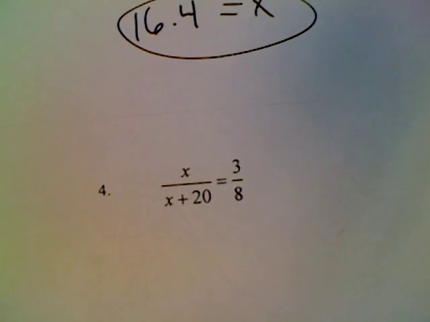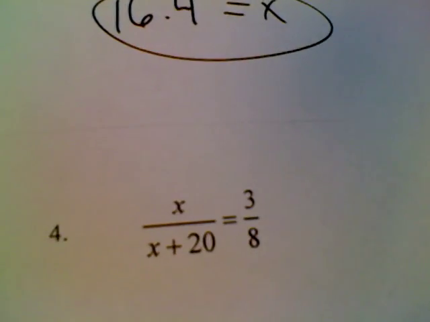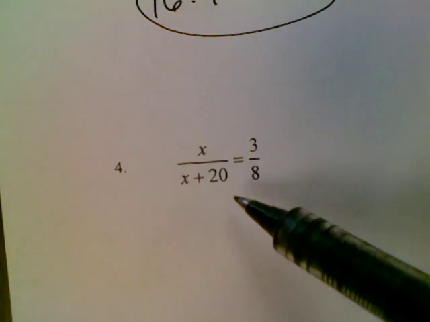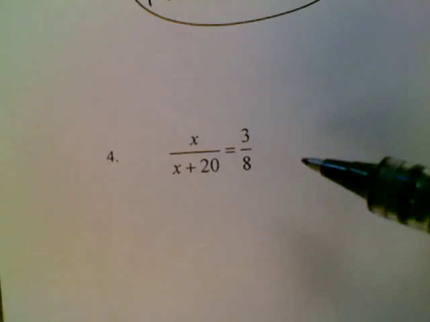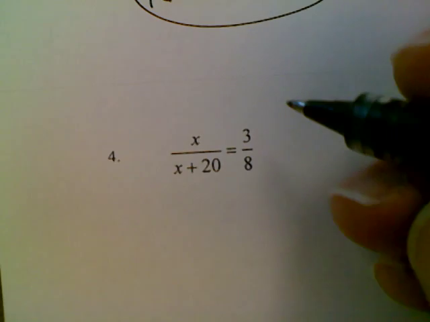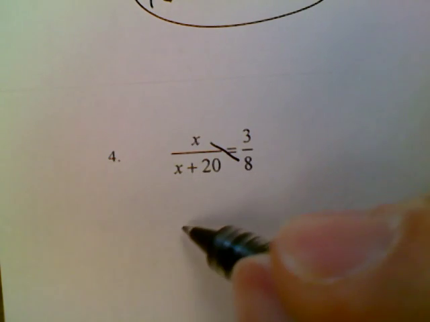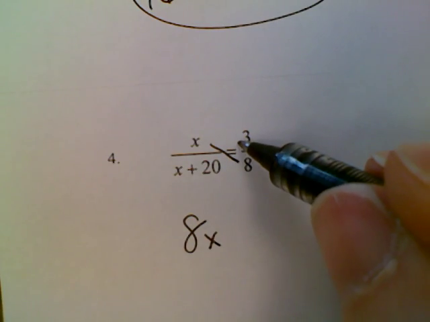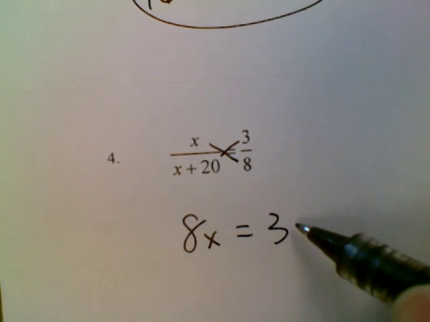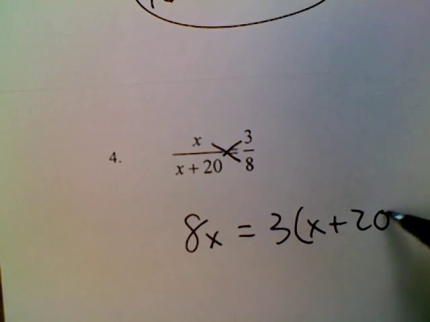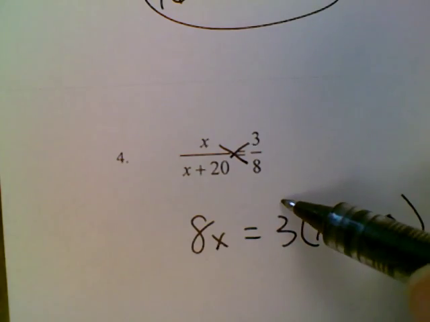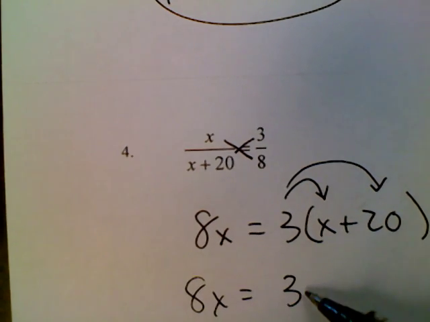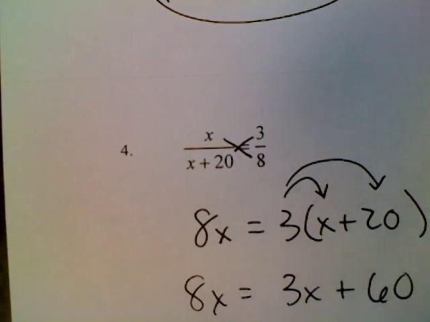Finally, last problem here, where the variable is in the numerator and the denominator. Now, whenever the variable is in the denominator, you can't get away without cross multiplying. You really need to. So, x times 8, that's 8x, and then 3 times (x plus 20). Don't forget the parentheses. That means you have to distribute. So 8x is equal to 3x plus 60.